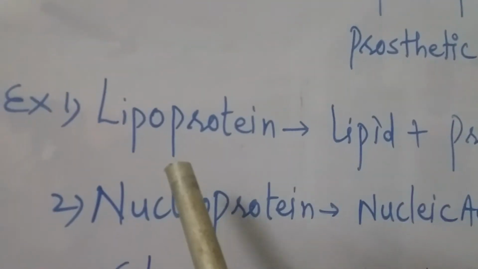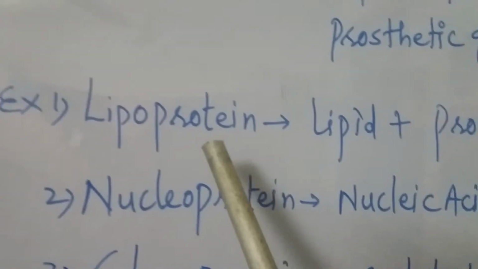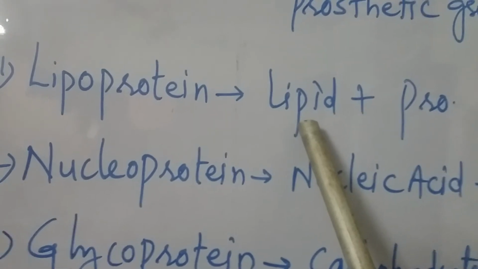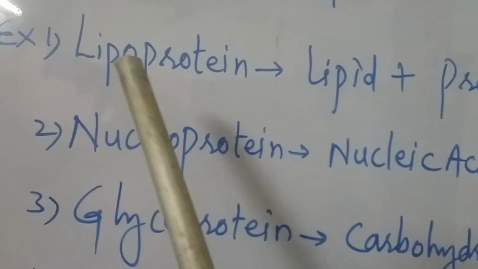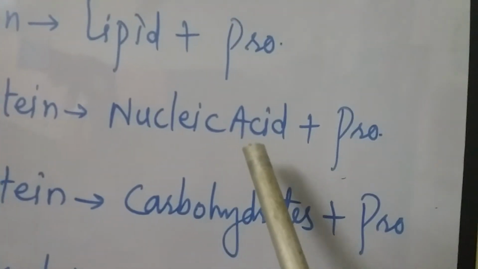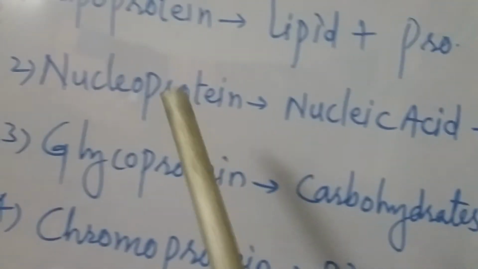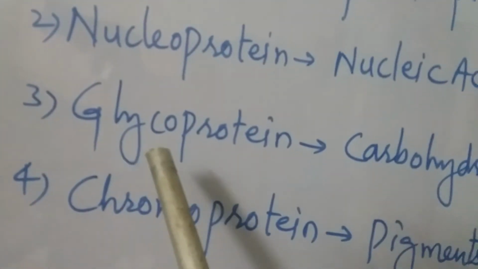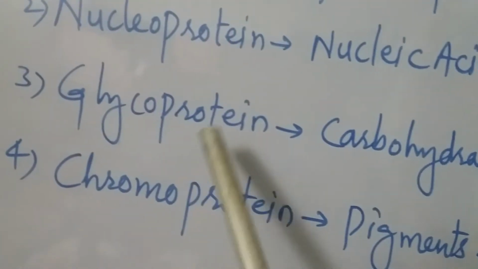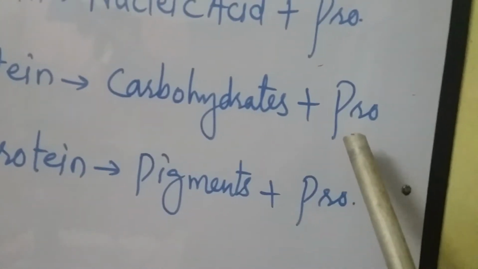For example, the lipoprotein, the nucleoprotein, glycoprotein, and chromoprotein. The lipoprotein is an example of conjugated protein in which the non-proteinous part is lipid along with protein. Lipo means lipid. In the nucleoprotein, nucleic acid is the prosthetic group, the non-proteinous part with this protein. In the glycoprotein, glyco means carbohydrate. So this protein is there with the carbohydrate, meaning carbohydrate is the prosthetic group with this protein.